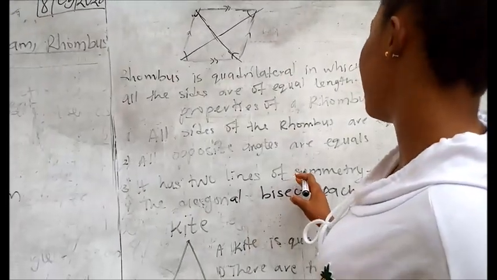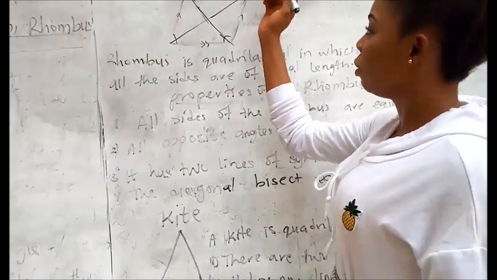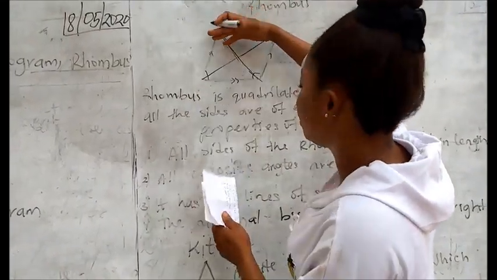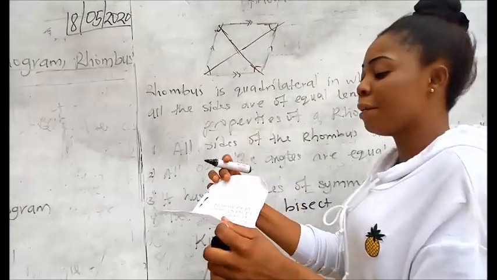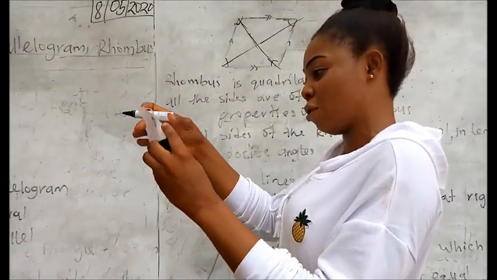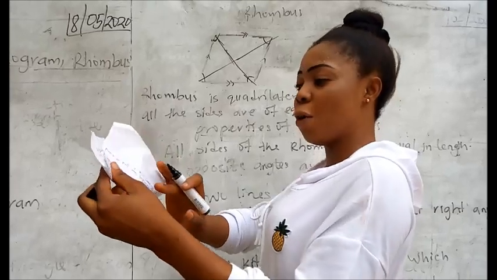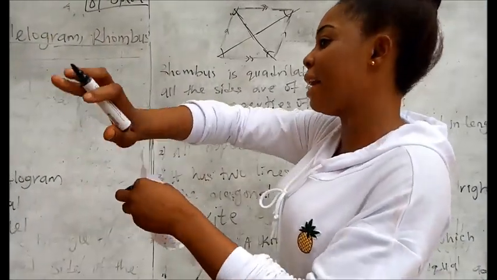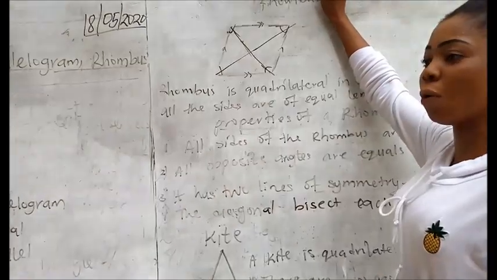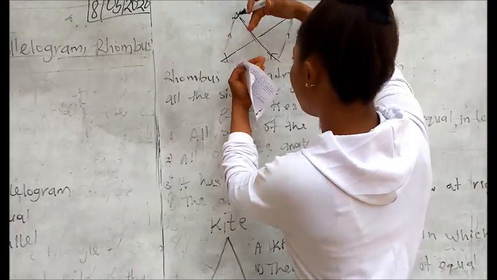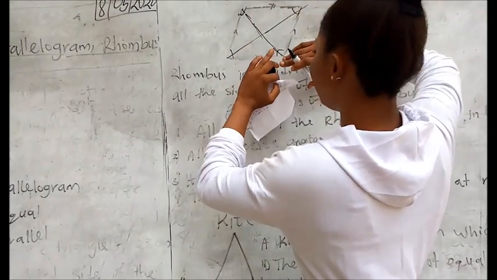It has two lines of symmetry. Using this diagonal line now to divide this rhombus. Assuming this is a rhombus, if I fold it like this, you find out that the two sides are equal. That line that divides it into equal parts is what we mean by line of what? Symmetry. So I can fold it like this. When I fold it like this, you find out that they are equal.